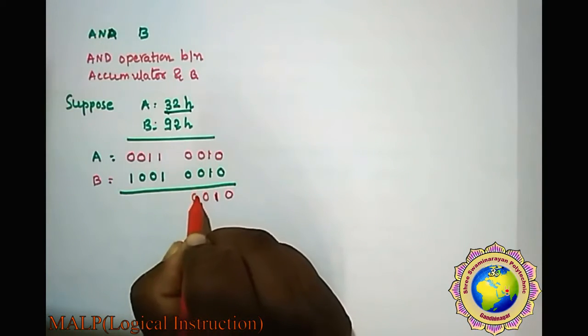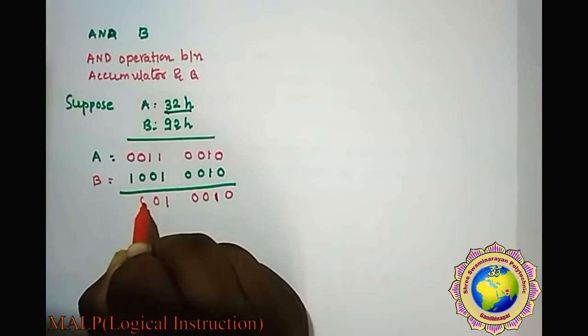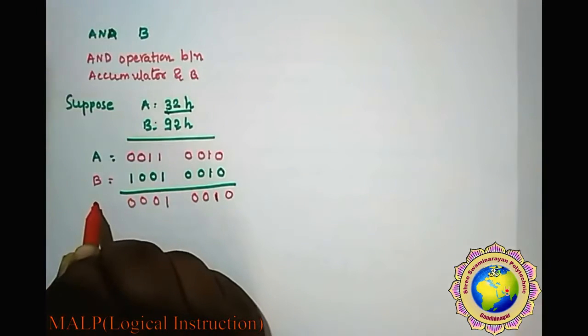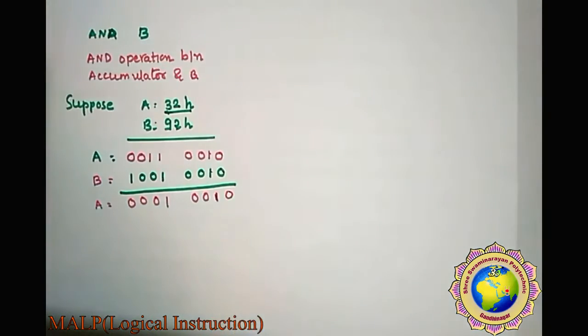Here is a 0. Here is a 0. This is 1. This is 0. This is 0 and this is 0. Answer will be stored into A. Where will the answer be stored? It will be stored in A.